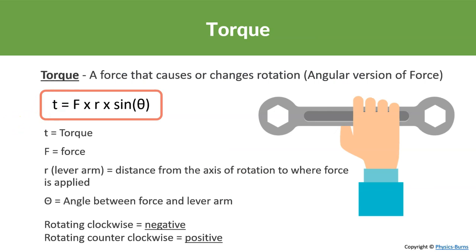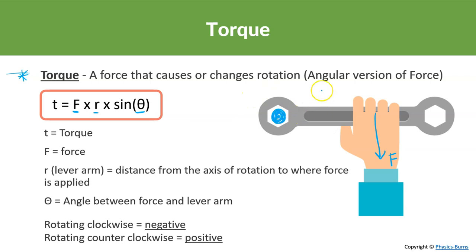So torque is a force that causes or changes rotation angularly. The angular version of force. So torque is equal to the force times the radius times sine of theta. So let's say we have a bolt here and we're pulling on this straight down. We're going to be pulling with a certain amount of force. The more force you put on it, the more torque we're going to be putting on this bolt.